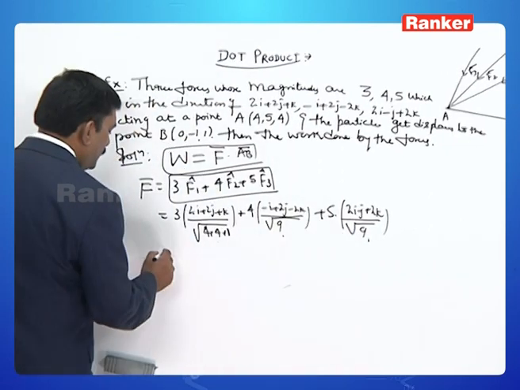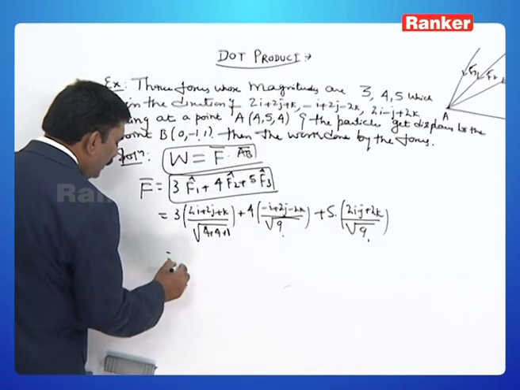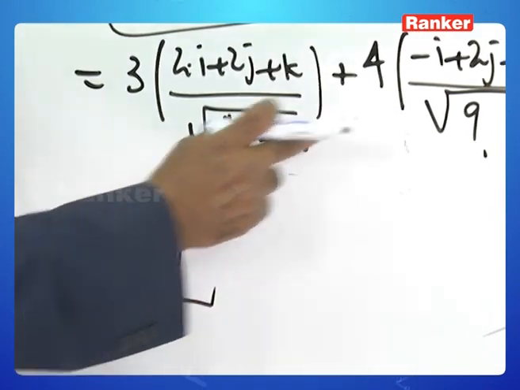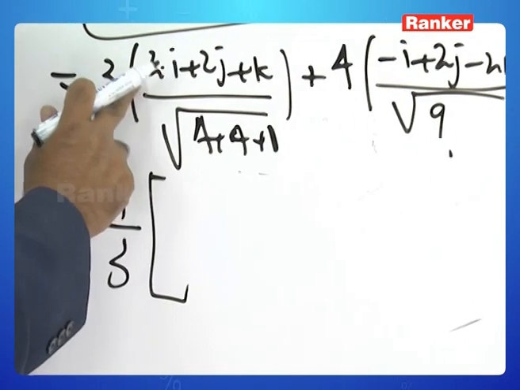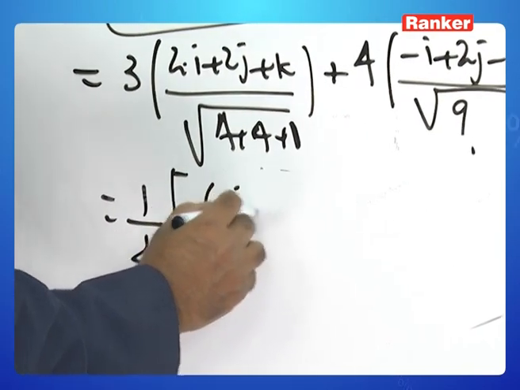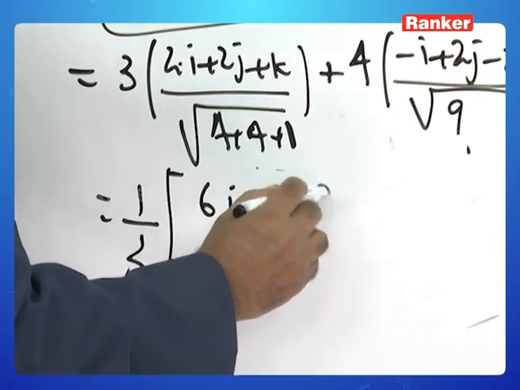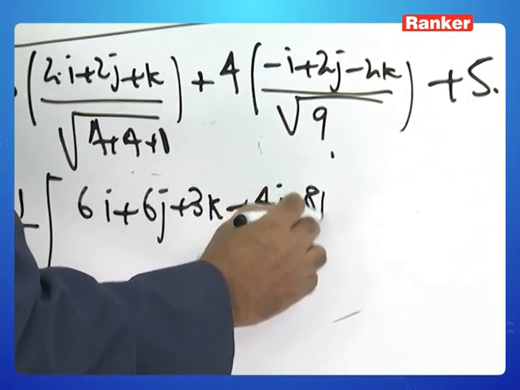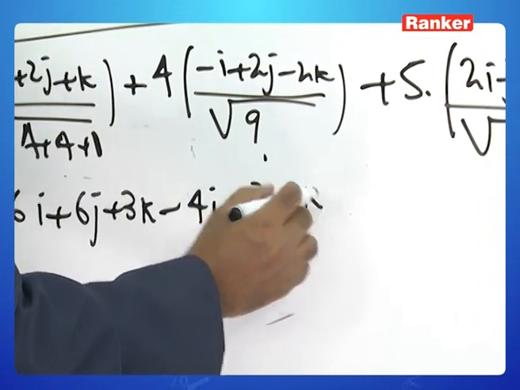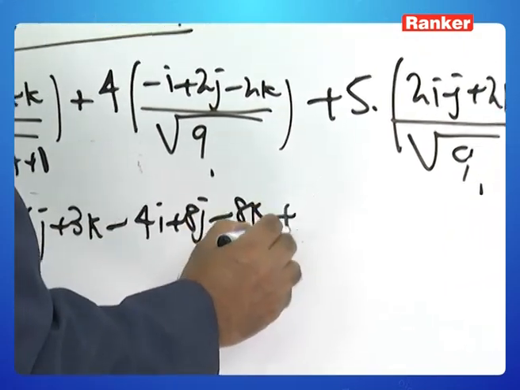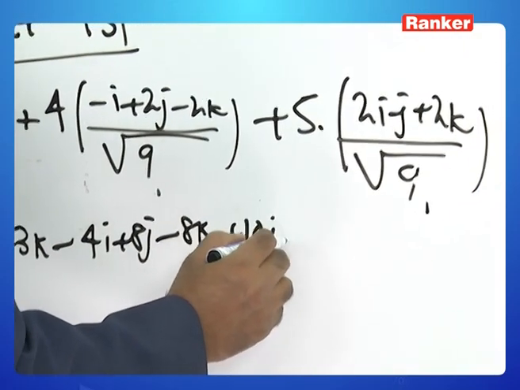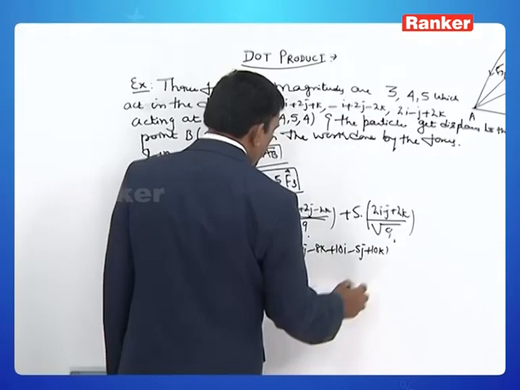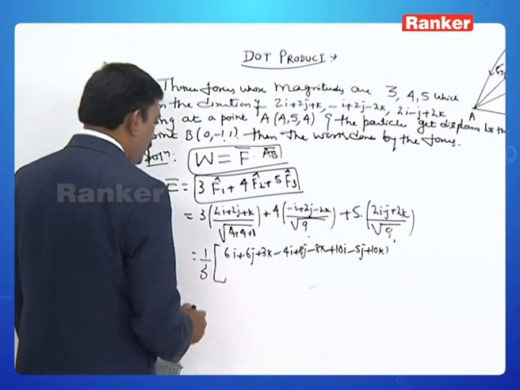Square root of 9 is 3. So therefore, now I can write 1 by 3 into 3, 3, 3. Now you multiply: 6i plus 6j plus 3k, minus 4i plus 8j minus 8k, 10i minus 5j, 10k, right? Now you add up.